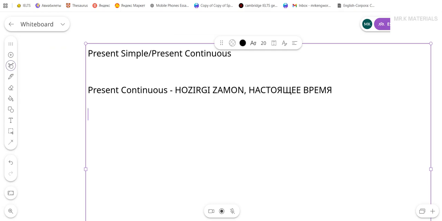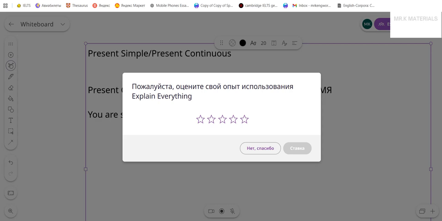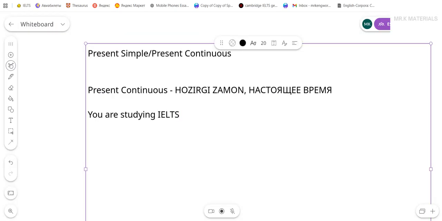To show the difference here with present simple, let me give you a quick example from your life. For example, you are studying IELTS. This is not something that happens regularly in life, right? Like I study IELTS in the evenings throughout my life. This is something that is happening only right now, right? So right now, at this moment in your life, you're studying IELTS.